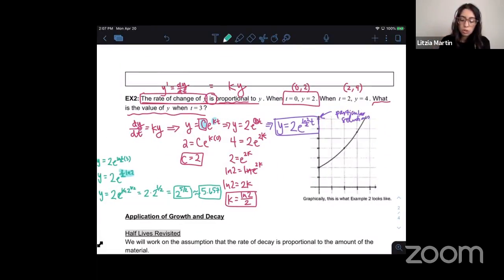You see 0, 2, that's the initial point there. You see 2, 4, that's this point right here. And then you see when t is equal to 3, notice how that y value is between, this is 4, this is 5, this is 6. That y value is right between 5 and 6. So approximately 5.657. So it lands perfectly along the graph, as it should, right? It should make sense. And that's our example there.